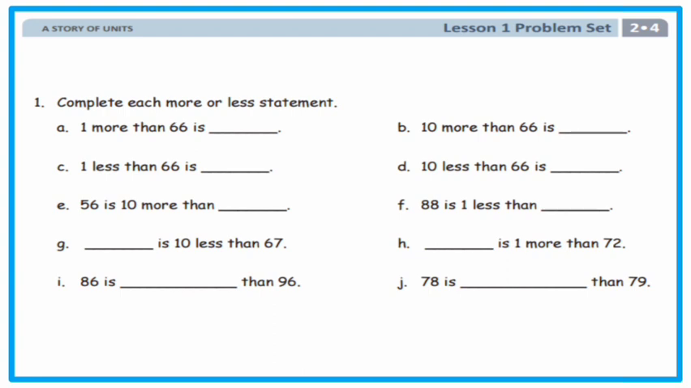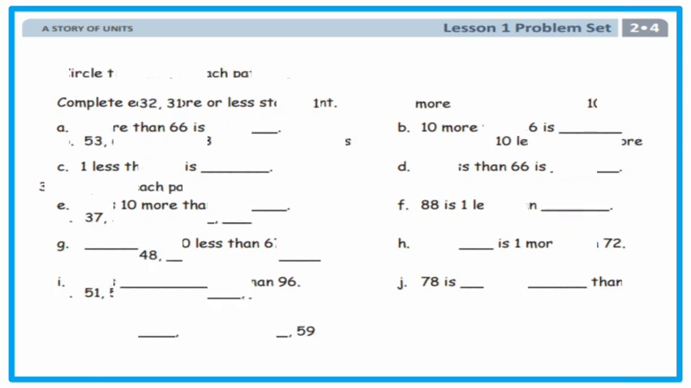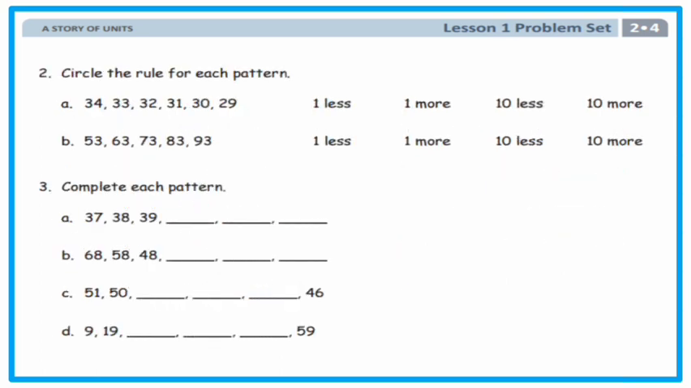I want you to complete each more or less statement. 1 more than 66 is good, 65. 10 more than 66 is, when it's 10 more, you look at the tens. When it's 1 more, you look at the ones. When it's 10 less, you look at the tens. And when it's 1 less, you look at the ones. Okay, so I want you to run through the problem set activities, and they're just so easy. Now study this pattern and just simply put the rule for the patterns. Circle the rule for each pattern. And in question 3, I want you to study the pattern and put the 3 missing numbers in each one of them.